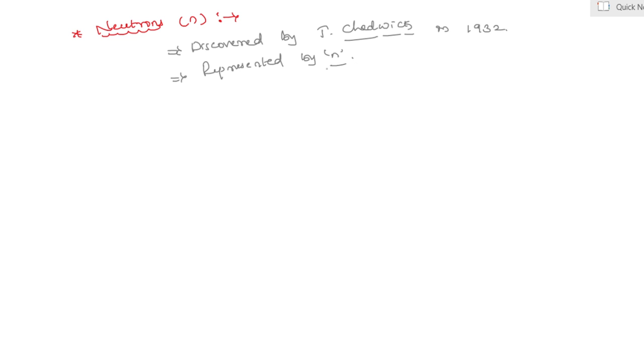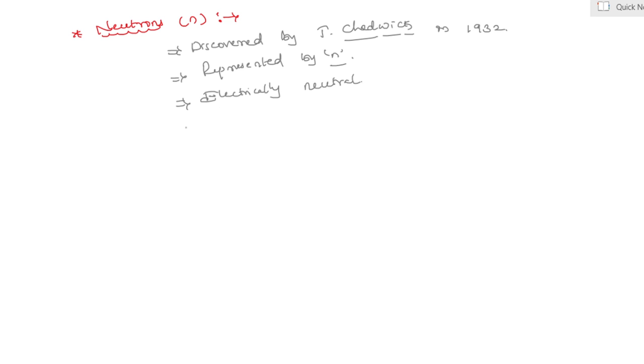Neutrons are electrically neutral particles and are as heavy as protons. Yes, my dear students, they are termed as what? Electrically neutral.